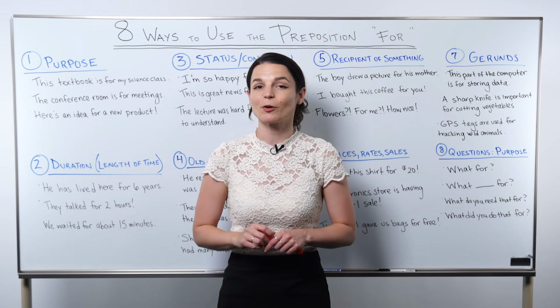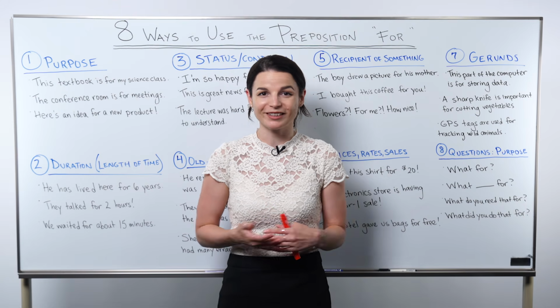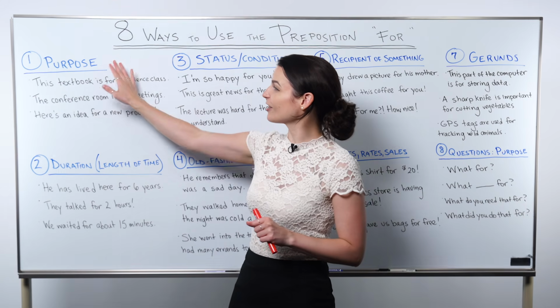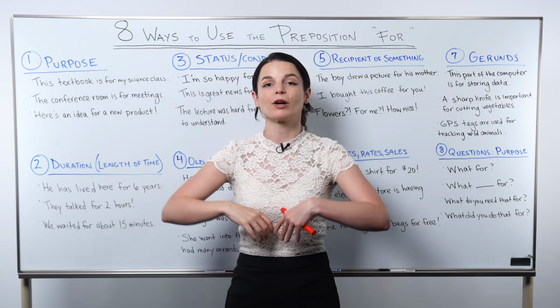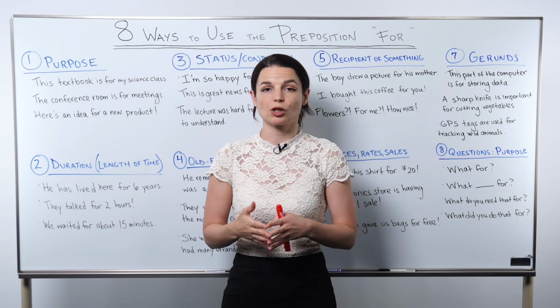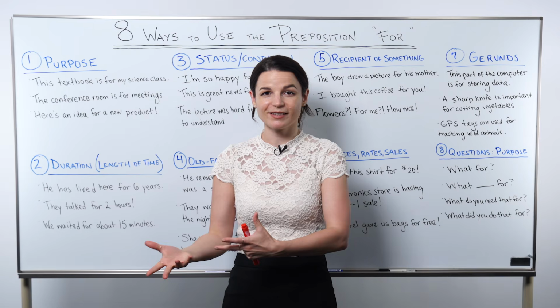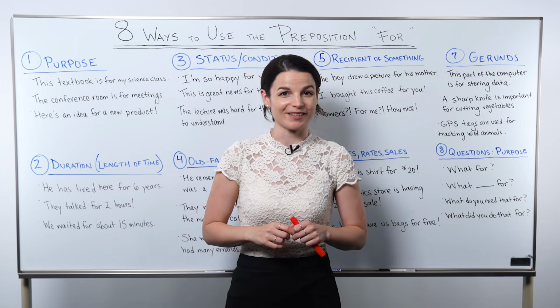In this video, I'm going to talk about 8 ways to use the preposition for. Let's get started. Okay, the first use is purpose. So we use for to express the purpose or the use of something. We can use this to talk about places, the purpose of a place, the purpose of an object, and so on. So let's look at some examples.